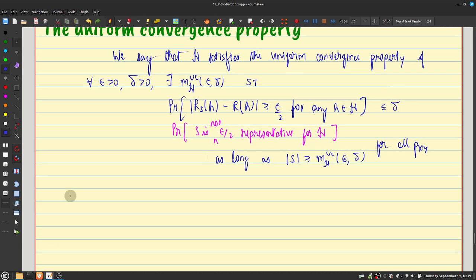So, some observations. Every finite hypothesis class satisfies the uniform convergence property, because you just need to use a concentration inequality and just use the union bound. As we saw, the uniform convergence property is sufficient for PAC learnability. So in fact, let me make that statement first.